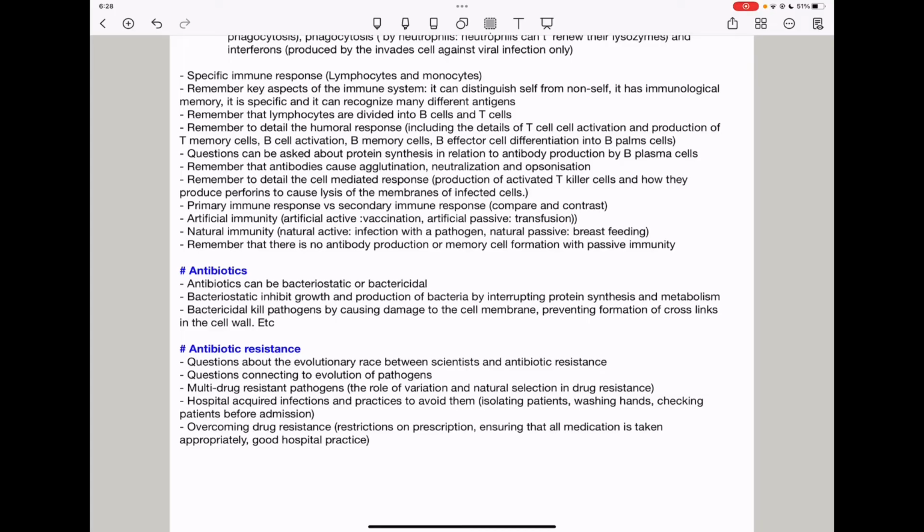They could talk about multi-drug resistant pathogens. Again here, the role of variation and natural selection in drug resistance could be connected. This is a very common question as well. They could bring about hospital-acquired infections and practices that can be carried out to avoid this, like isolating patients, washing hands, checking patients for specific drug-resistant pathogens before admission. They could ask about overcoming drug resistance, like restriction of prescription that is carried out by the doctors, ensuring the medication is taken appropriately, that is in relation to the patient, and then carrying out good hospital practice, that is in relation to the caregivers within the hospitals.